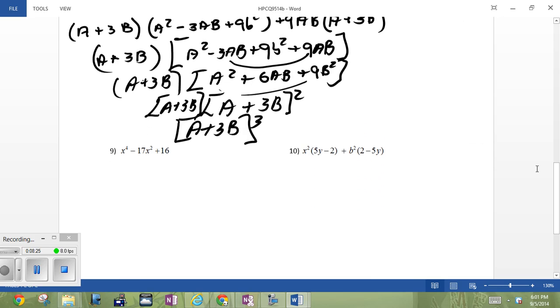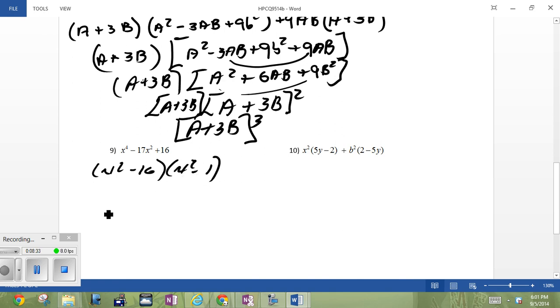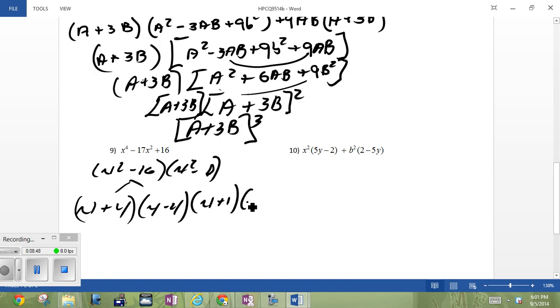Here is something as factorable as x squared minus 16, and x squared minus 1. Those will subsequently factor again. X plus 4, x minus 4, x plus 1, x minus 1. Here's a square, here's a square, here's a sum.